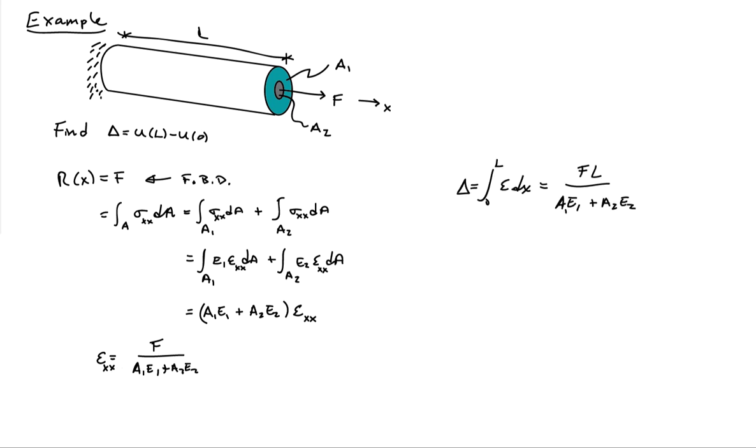So to get the relative change, or the change in length of the bar, I integrate the strain from one end to the other, and so I find FL over A1 E1 plus A2 E2. So this gives me the final result for the change in length.